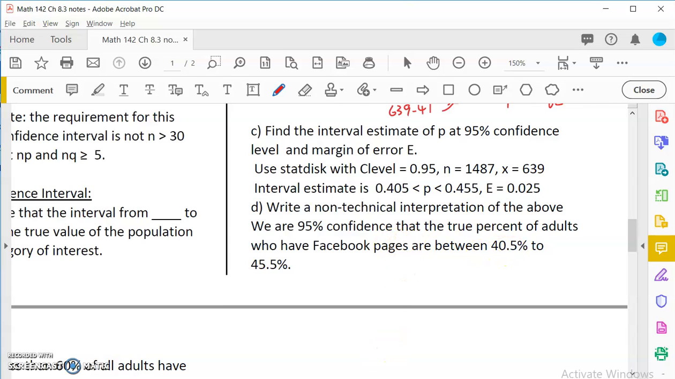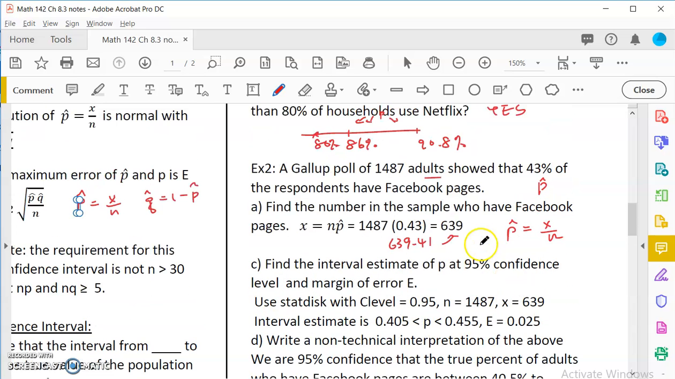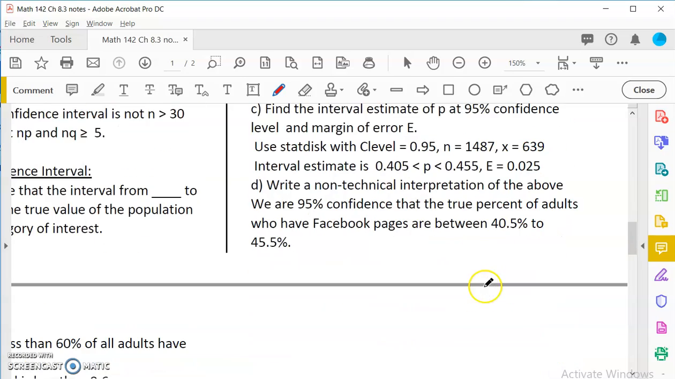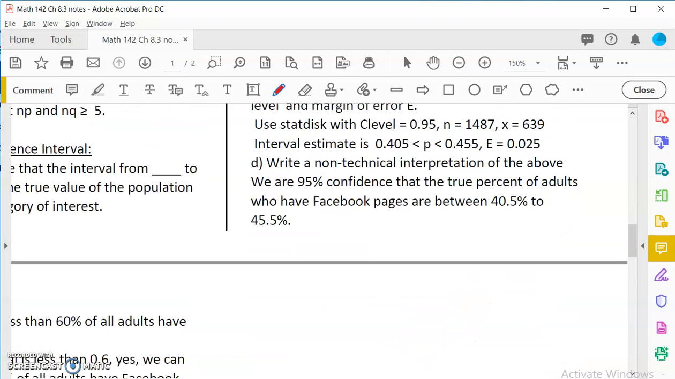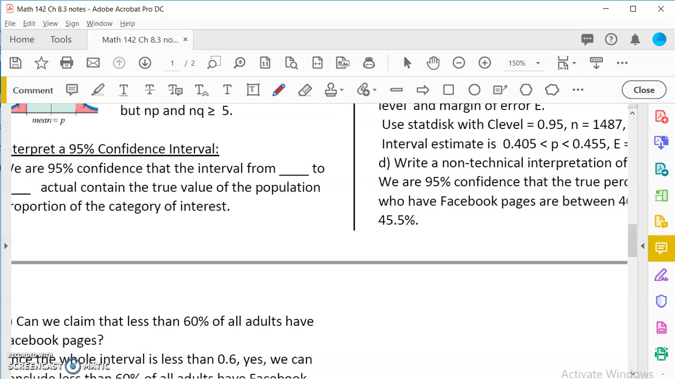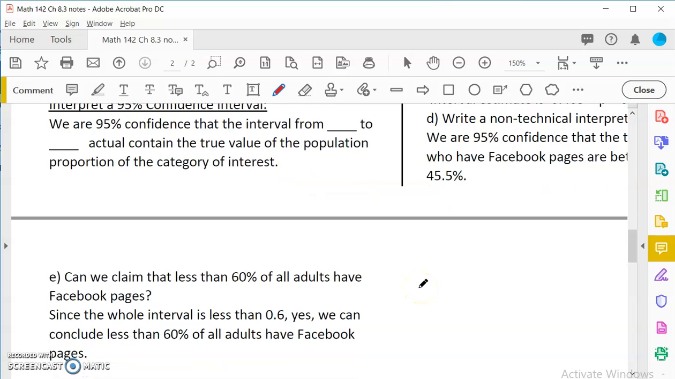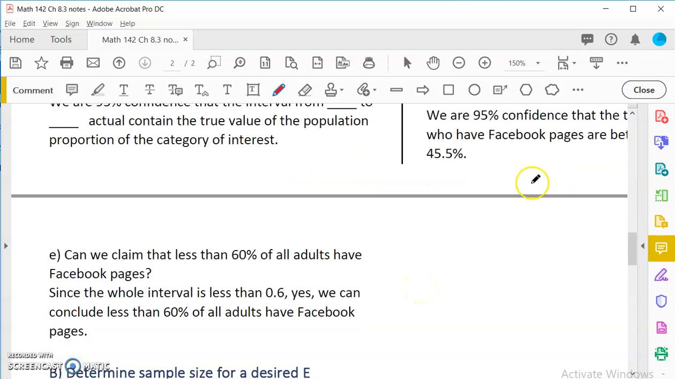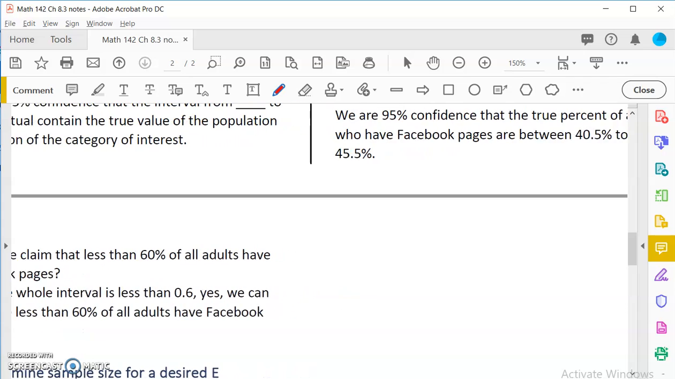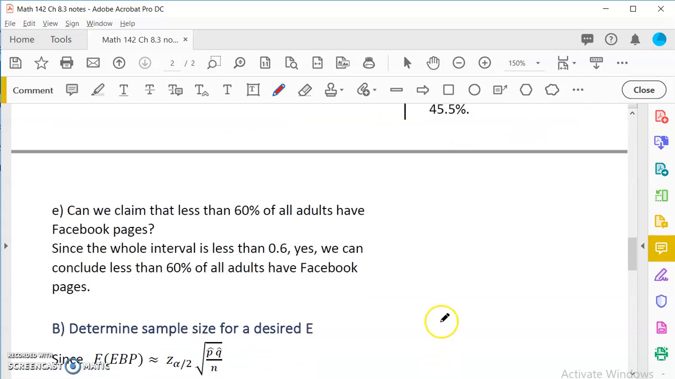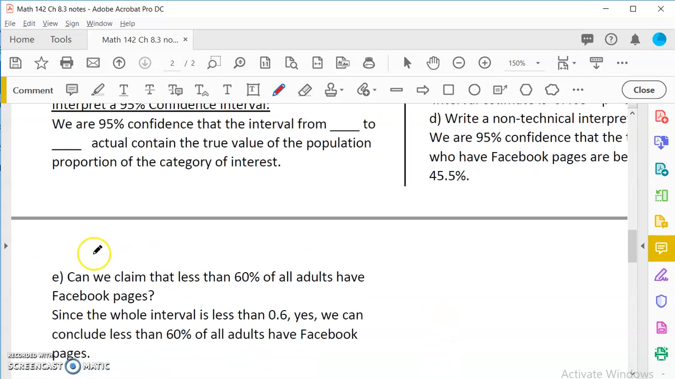Now, in the newspaper, they usually do not write this. They usually just write the point estimate. This is called the point estimate of 43%. But now that you learn statistics, you have to know that whenever you read those articles about a study quoting a percentage, that is a point estimate. The real one should be an interval estimate with the margin of error.